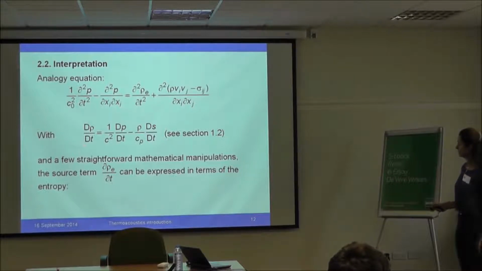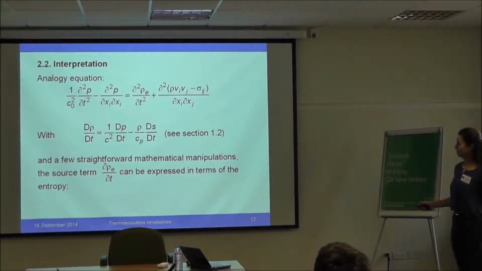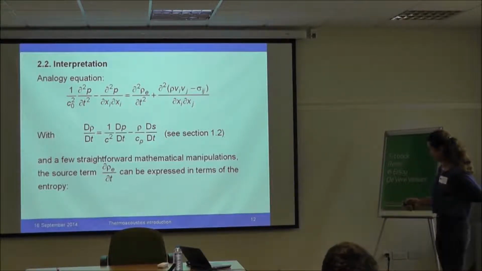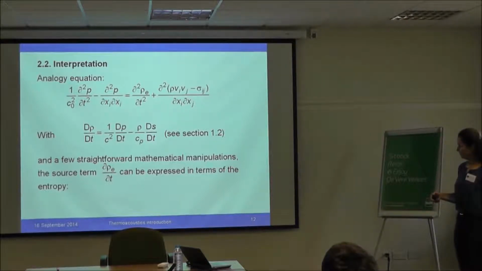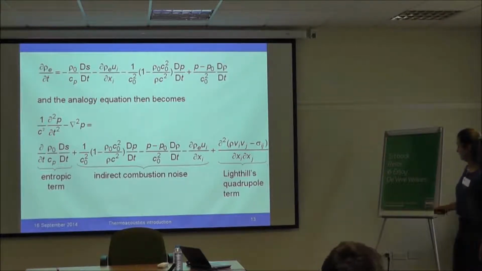For that, we are going to use this relationship which we've derived in section 1.2, where we expressed the change of density of a mass element in terms of change of pressure and change of entropy. And I'm not going to show the mathematical manipulations. Anyway, with that equation, we can rewrite this source term as one with the excess density like this. And then the complete analogy equation becomes all this.